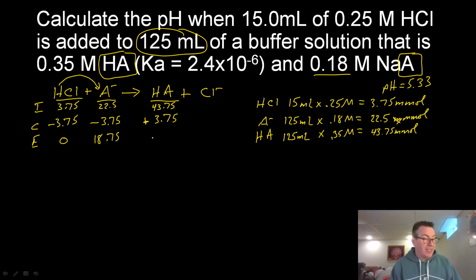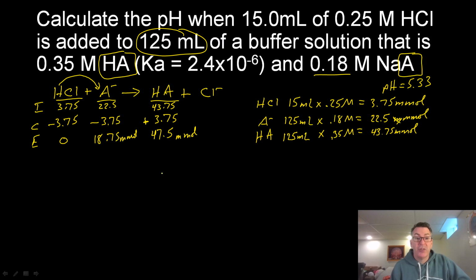And then you're going to add these together. That comes out to 47.5. And again, these are millimole amounts. The change should always be the smaller of your two reactants when you do this. All right, and if you'll notice, what are we back to? What kind of solution do we have left over?